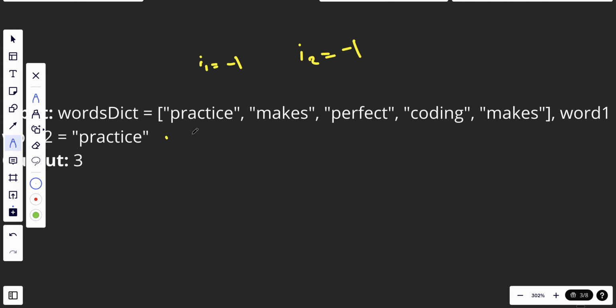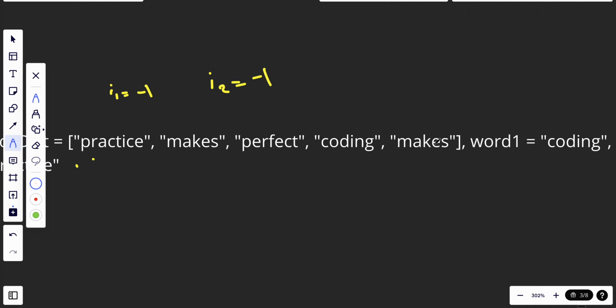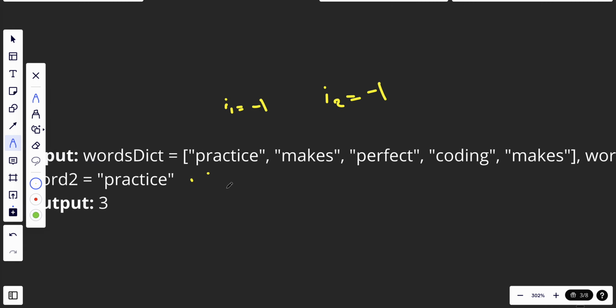And whenever we find that the specific string we're looping through equals one of these words, we make its index equal to I1 if it's word 1, and we make its index equal to I2 if it's word 2. By doing that, I guess we will get the difference between I1 and I2, and the difference between both of them will be the shortest distance. And I guess that's it basically.